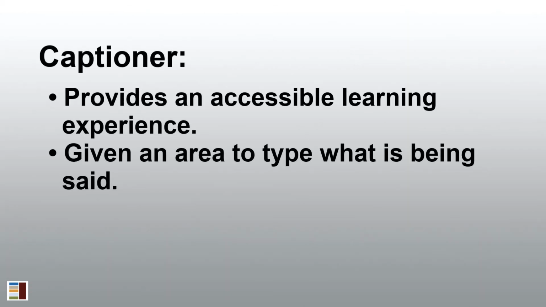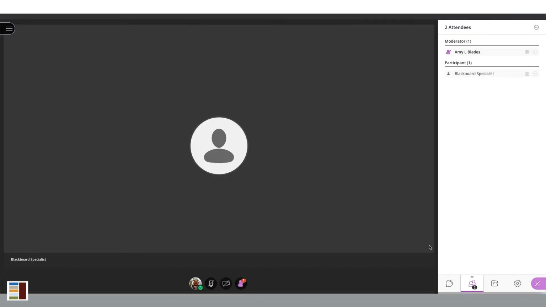The captioner's role is designed to provide an accessible learning experience for students who are deaf or hard of hearing, as well as for students whose native language is different from the moderator. A moderator can assign this role to any participant in this session. The captioner is given an area to type what is being said at the top of the session screen. Other participants can view what the captioner is typing in real time, and you can have multiple captioners for multiple languages.